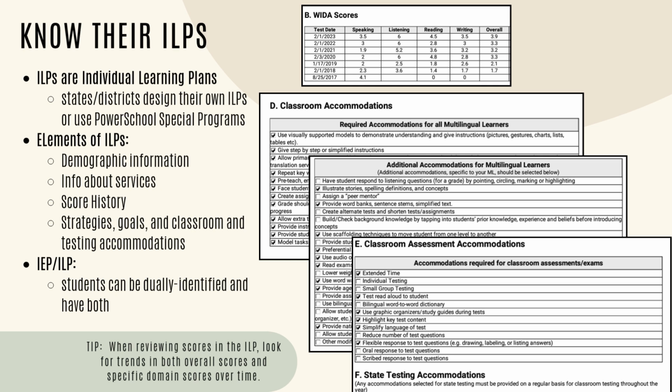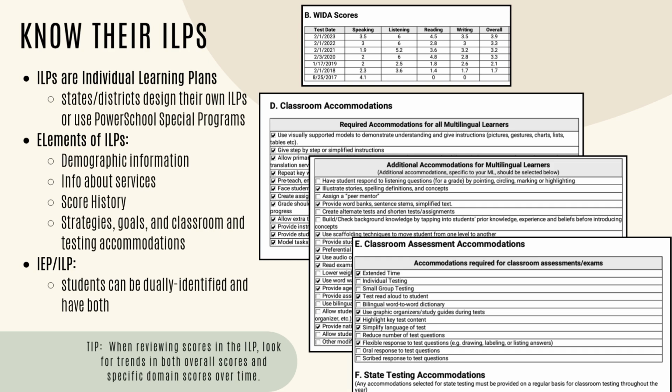It is possible for students to be duly identified. When a student is duly identified, it means that they have an IEP and an ILP. When that happens, we just need to be cognizant of it and make sure that we are following both. So be aware of the students who are duly identified.